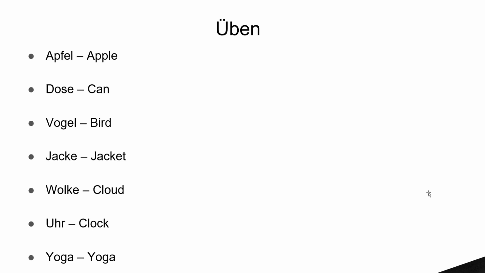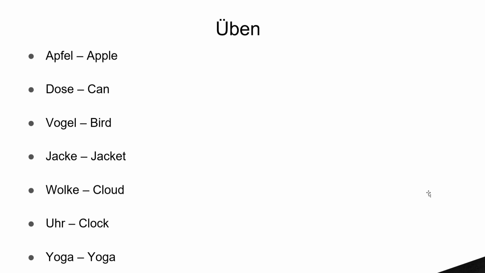Before we continue, let's try to pronounce those words together, just to make sure we've got everything right. Apfel. Apfel. It means apple. Dose. Dose. Can. Vogel. Vogel means bird. Jacke. Jacke is jacket.